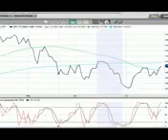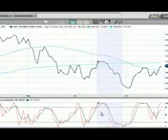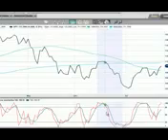So, for example, this is a good one. Here, when it broke above the 20 line, this was a buy right here, and it was a sell when it broke underneath the 80 line. Here, it was a buy right here, and here, it was a sell right here.